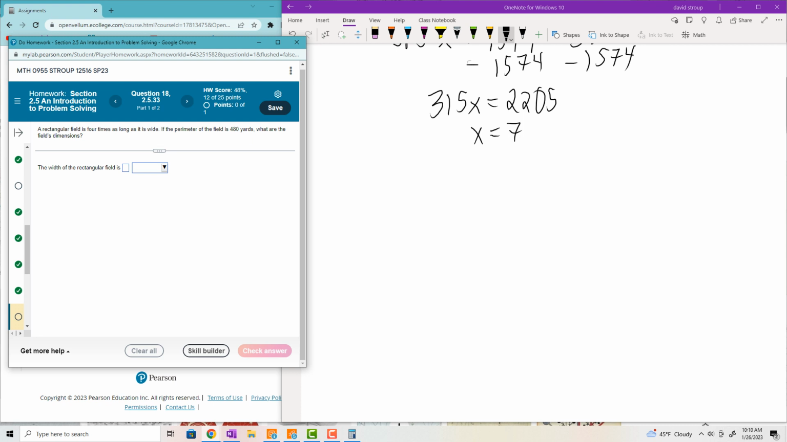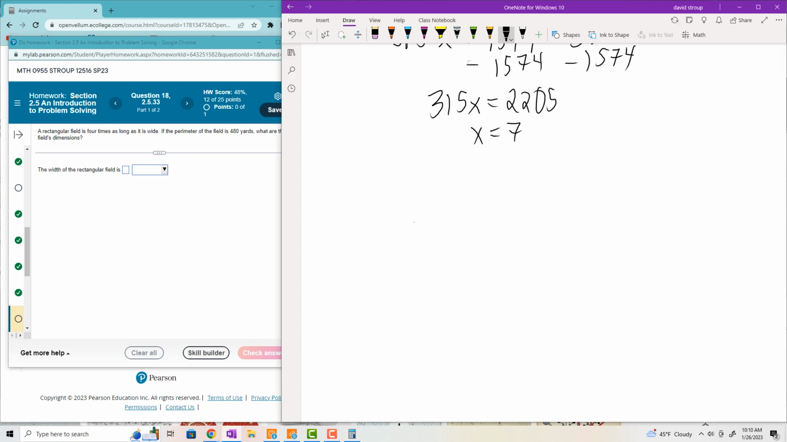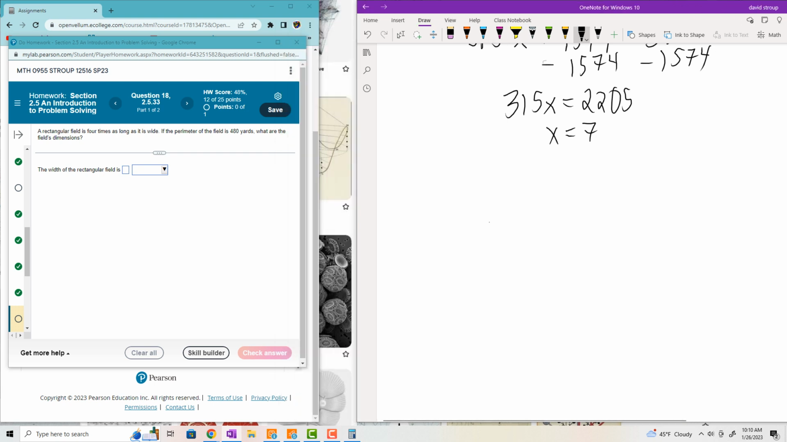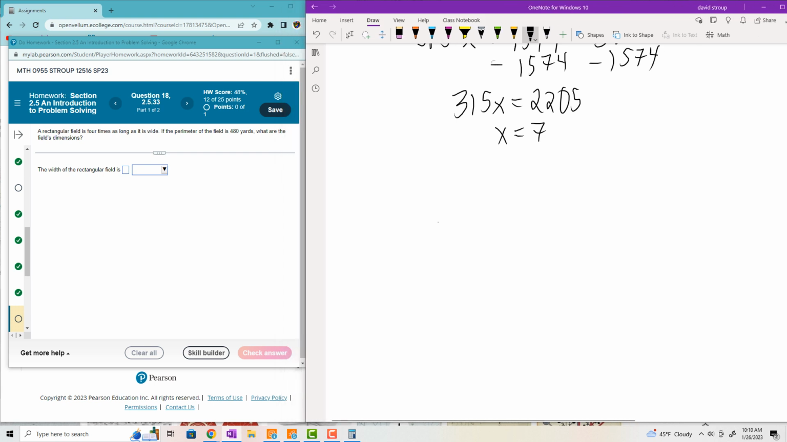All right, so here the rectangular field is 4 times as long as it is wide. If the perimeter is 480 yards, what are the dimensions? Okay, so very basically, you could draw a picture of a rectangle. So it's not quite a square, right? The sides are parallel, but all the sides don't have to be the same length.